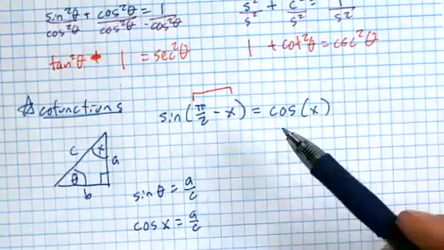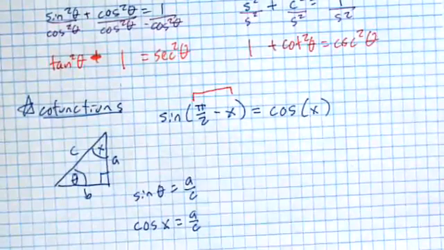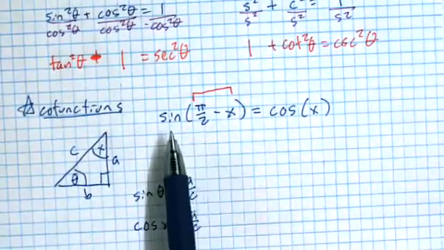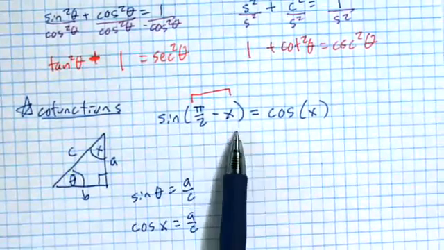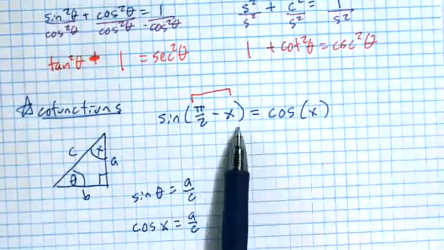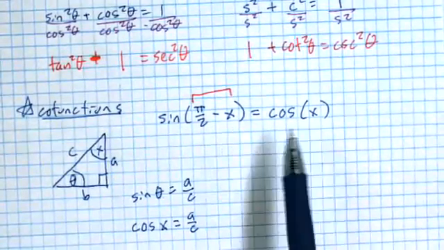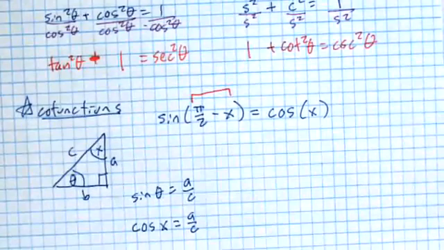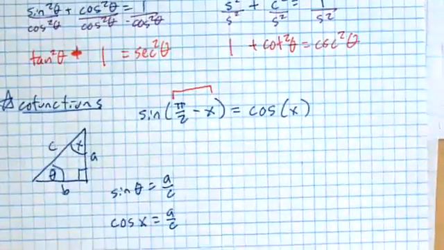But it actually works with angles that are not between 0 and 90 also. What I need you to remember is that you're going to end up seeing sine of pi over 2 minus something appear in a problem. And I just need you to look at that and say, you know what, I think it would be much simpler to call that cosine of x instead. We'll see how this comes up in just a second. We've got an example that has cofunctions in it.